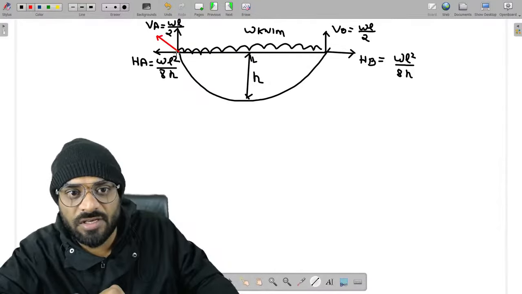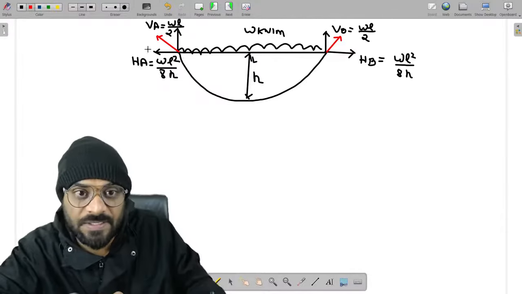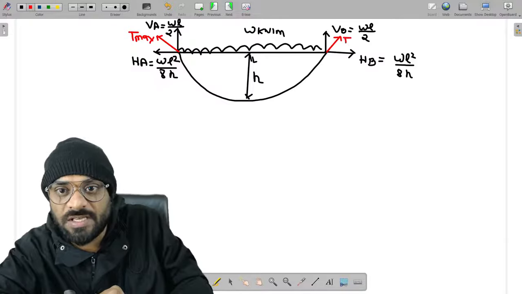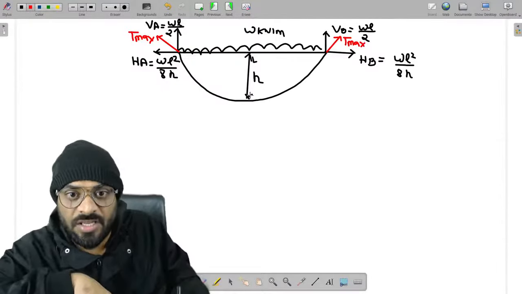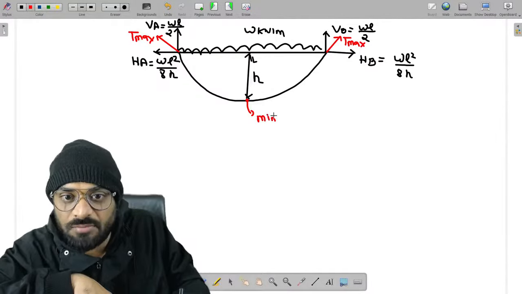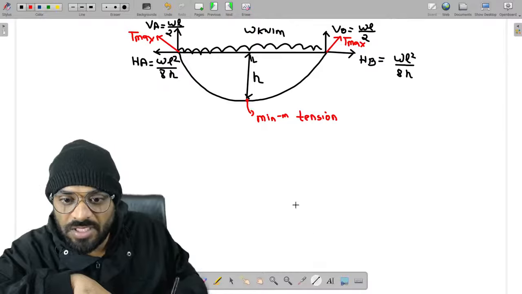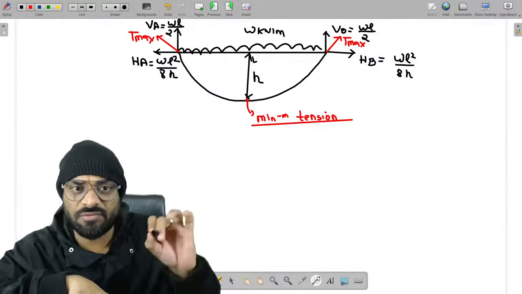Now the question is, where will maximum tension occur? Maximum tension will occur at the support. Please remember this. This is basically T max. Maximum tension is nothing but our resultant reaction at the support. And where will you find the minimum tension? At the mid span. So at this location you may find minimum tension. These are certain key concepts guys which you have to remember always.